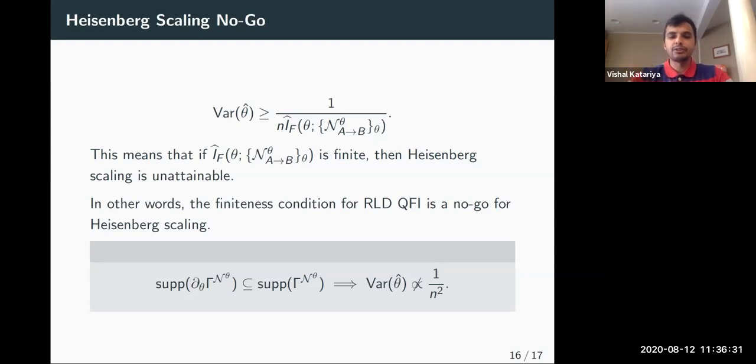However, any amount of noise that we introduce will corrupt the Heisenberg scaling, because if the noise makes the channel a full rank channel, Heisenberg scaling becomes impossible.